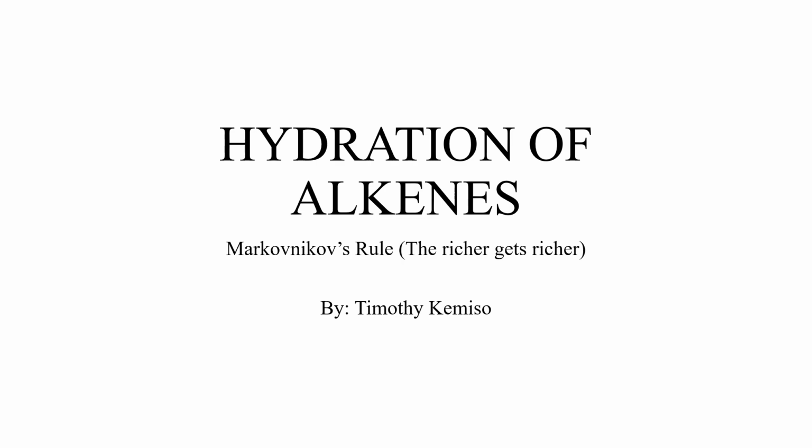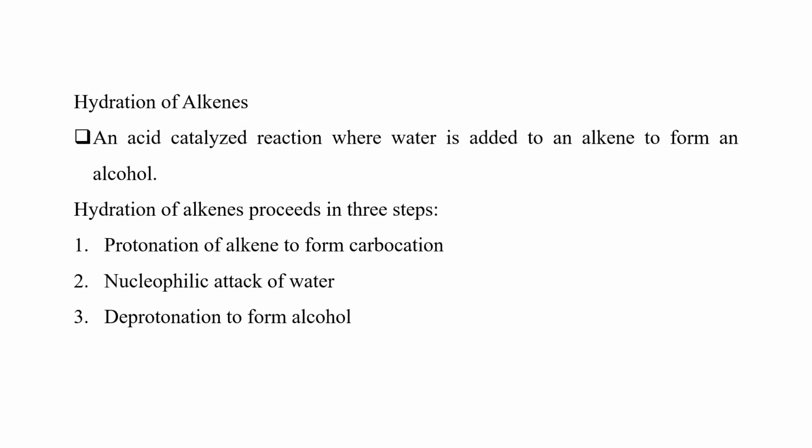Alright, for today's class, I want us to look at hydration of alkenes. We know that when an alkene reacts with water, we get an alcohol. For example, ethene reacts with water to form ethanol. So, in simple terms, hydration of alkenes is an acid-catalyzed reaction where water is added to an alkene to form an alcohol. We know that alkenes are unsaturated hydrocarbons. That means we can break the double bond to add an extra atom, right?